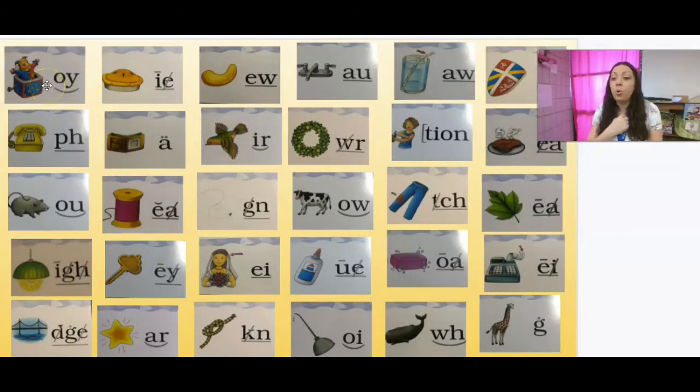So we have toy, oi, diphthong OY; pie, I, digraph IE; cashew, oo, digraph EW; faucet, ah, digraph AU; straw, ah, digraph AW; shield, E, digraph IE; phone, F, digraph PH; wallet, ah. We have A, and then we put our dots on it, that's right.